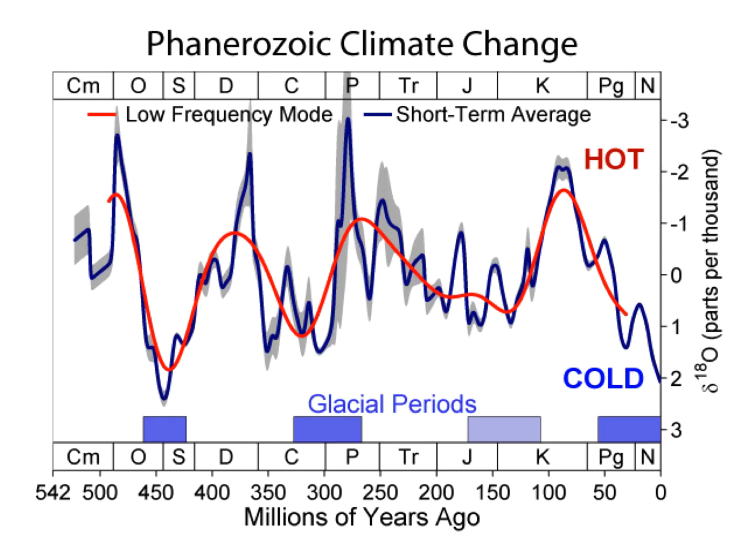So here we see a relative measure of whether the planet was in a hot phase or a cold phase based on oxygen-18 isotope measurements from sea cores. These glacial periods are located on this graph on the bottom.